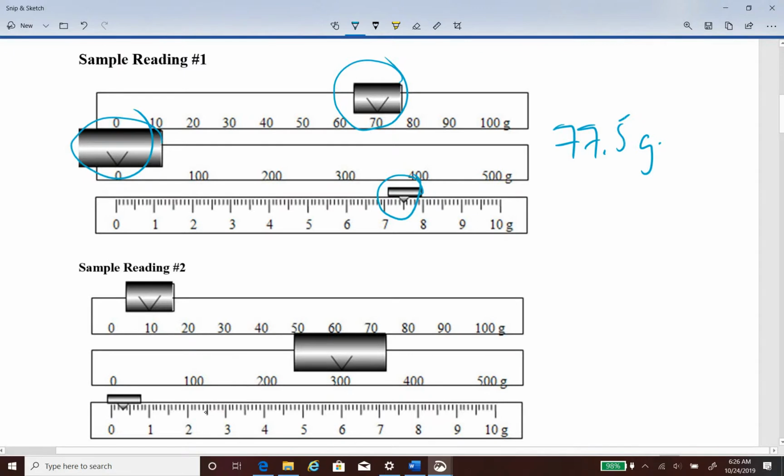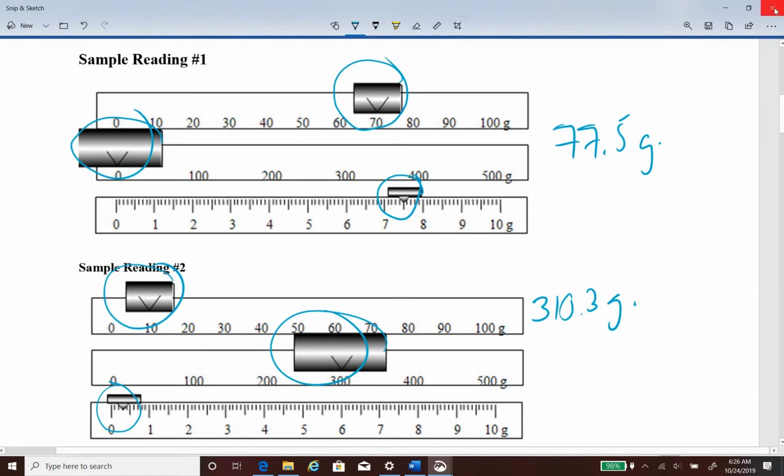This example below it, sample reading 2. Again, you have an object on the scale, needle balanced out to 0. You look at this, and it's 10 plus 300, so that's 310, plus about 0.3. So that would be 310.3. So this is how you get the mass.